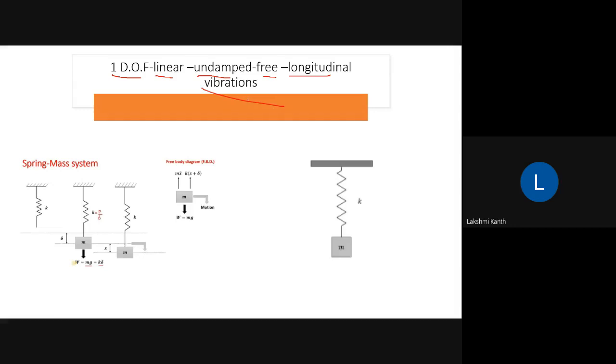So again, based on the classification of vibrations: based on the degree of freedom, 1 degree; based on the linearity, linear; based on the loss of energy, undamped; and free, based on the excitation; longitudinal, based on the axis of vibrating motion. So this is the case, combining all 5 at a time. For this case, this will be the best example.